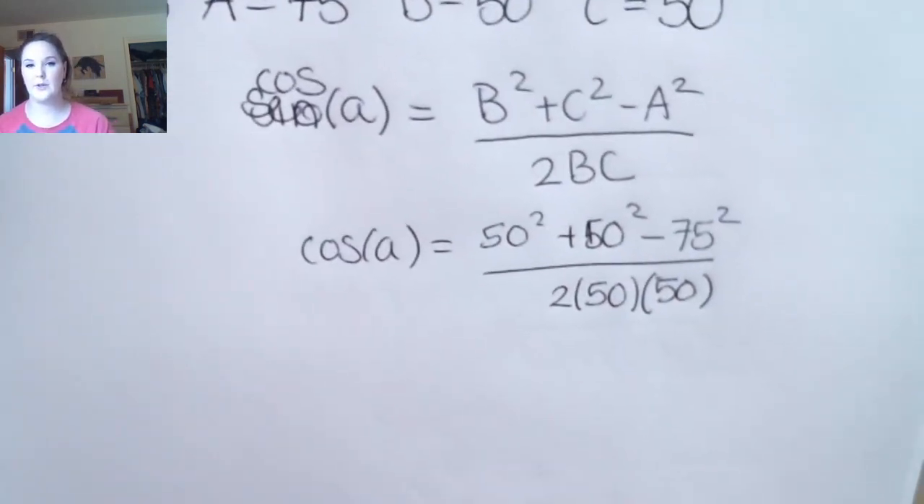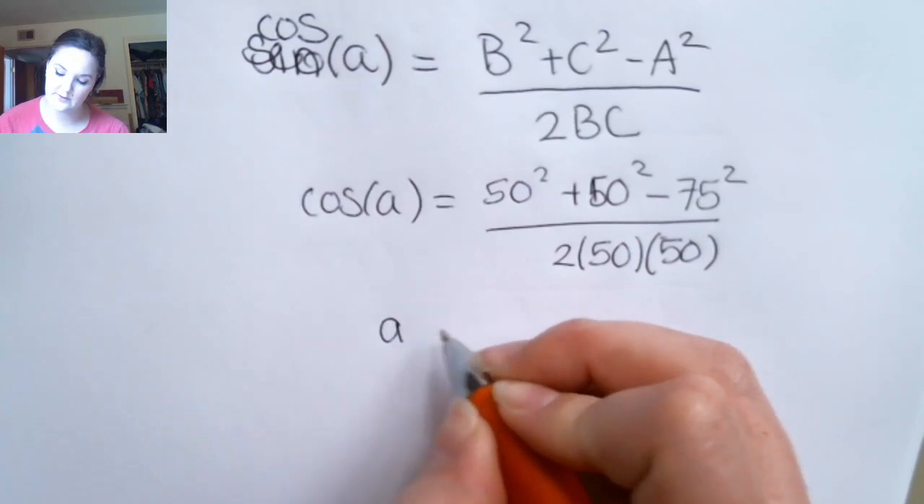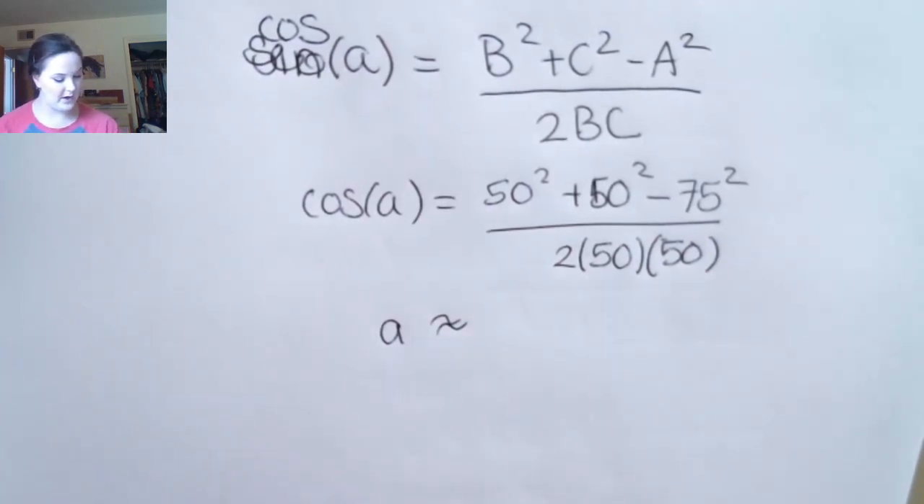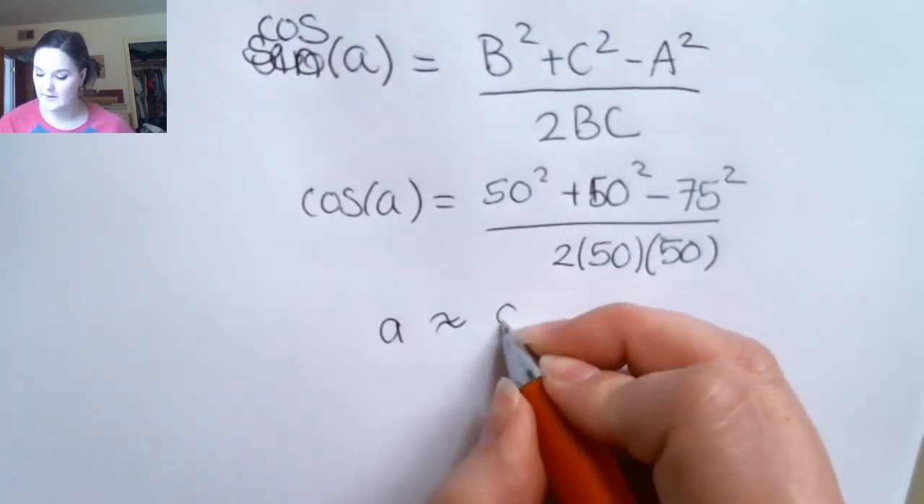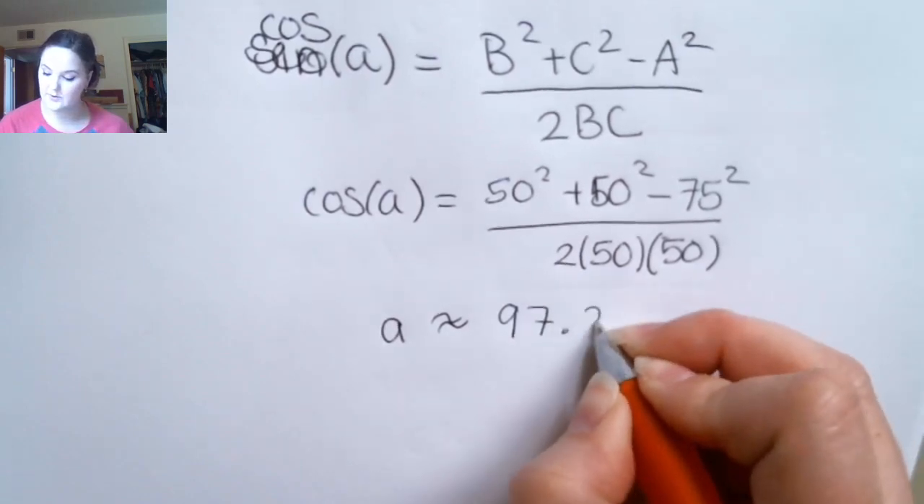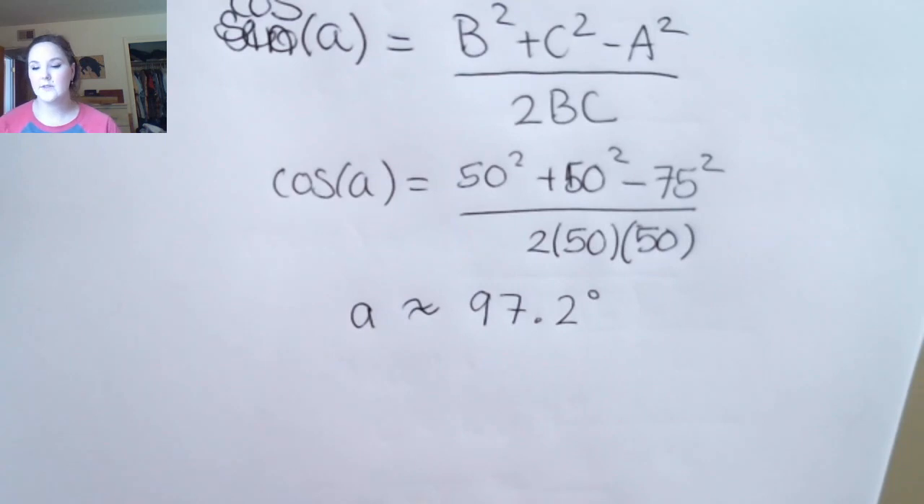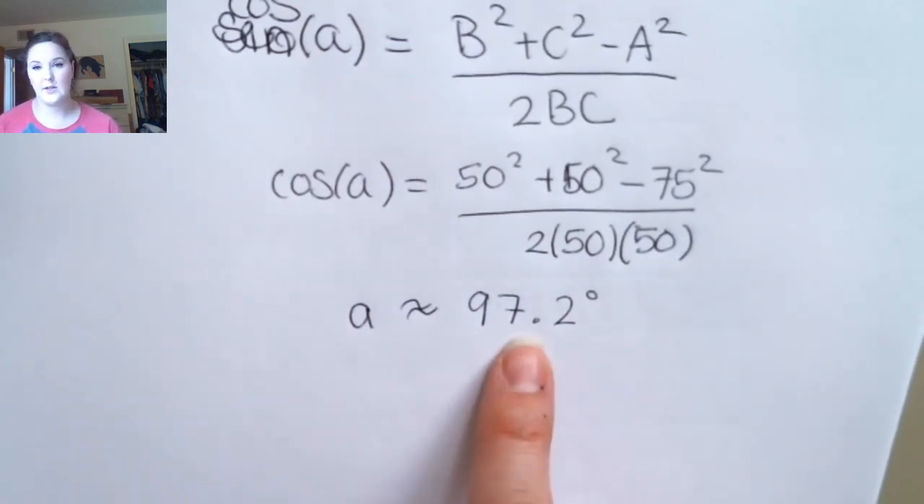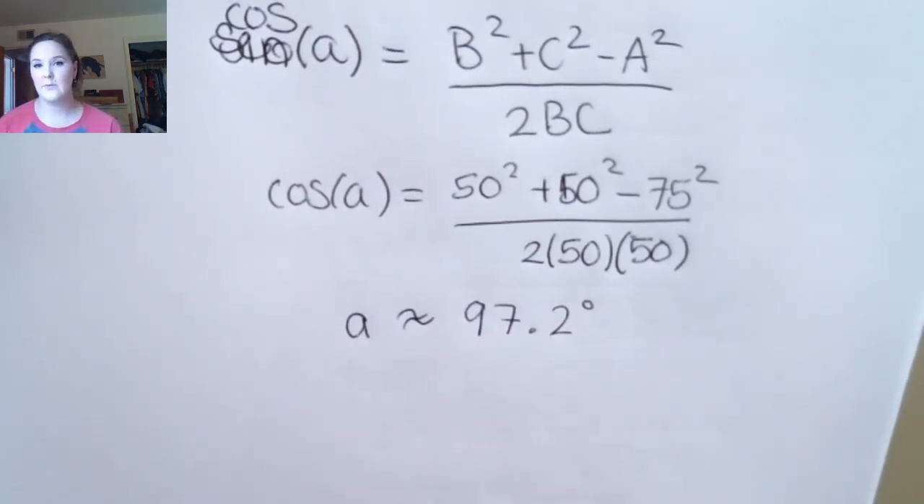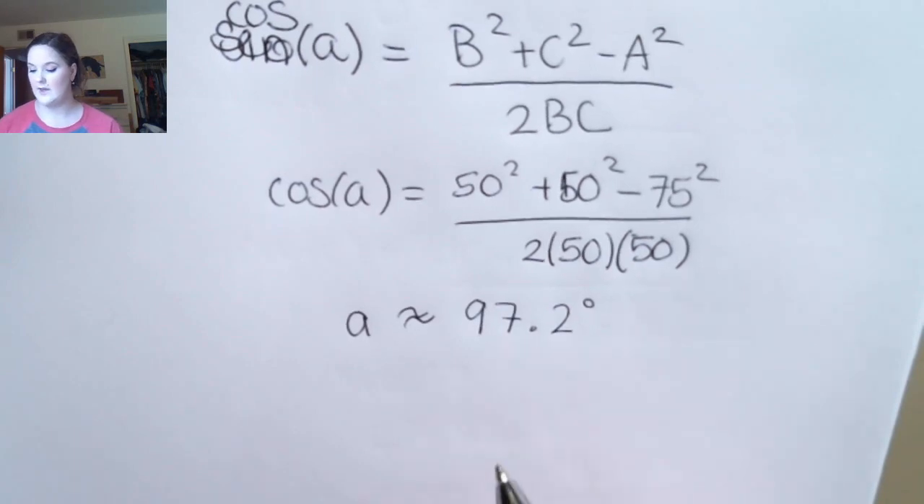Okay, and now we're going to plug this into our calculator. So this will give us A is approximately 97.2 degrees. Okay, now because this angle is obtuse, right, it's bigger than 90 degrees, you can't have the ambiguous case, so we don't need to worry about that.